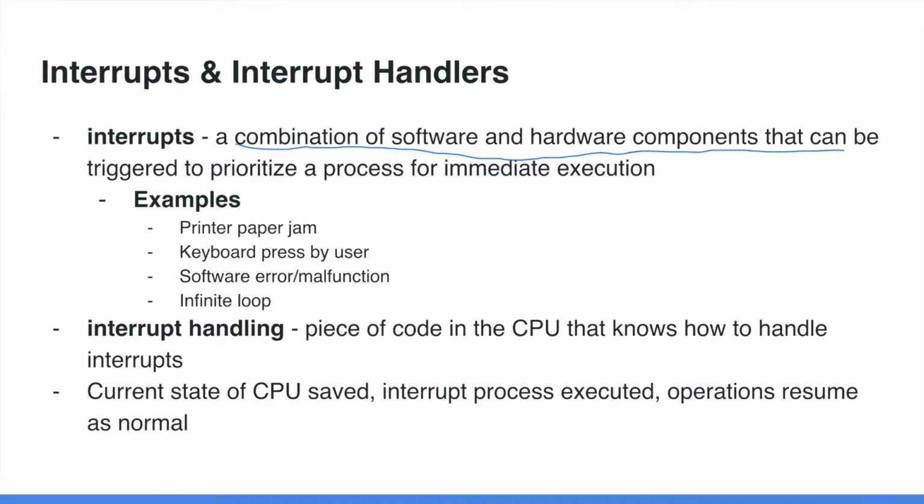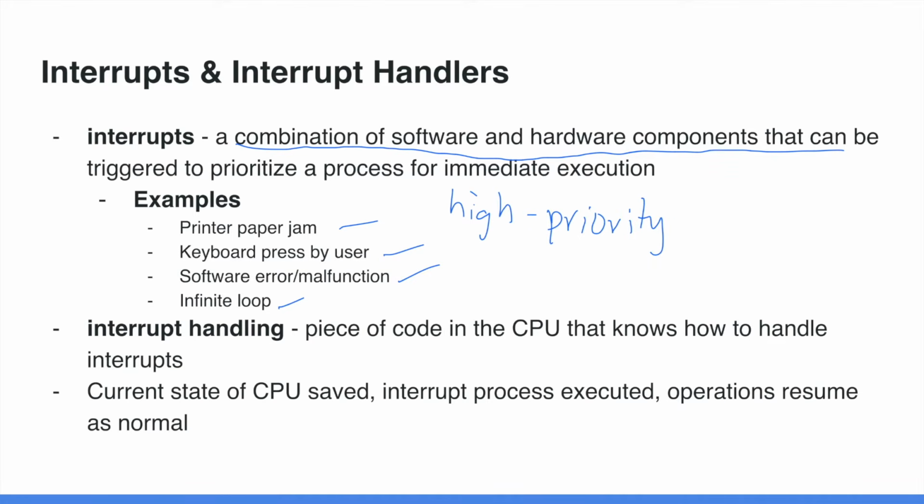Some examples of when an interrupt would be triggered would be a paper jam, when the user presses something on the keyboard, like Control-C or Control-Alt-Delete, a software error or malfunction, or an infinite loop, which is essentially a software error or malfunction. So remember the process control block, we basically always have a queue of processes that are going to be executed. An interrupt gets in between that and prioritizes a process for immediate execution, or just increases the priority of the process, so that it gets executed as quickly as possible.